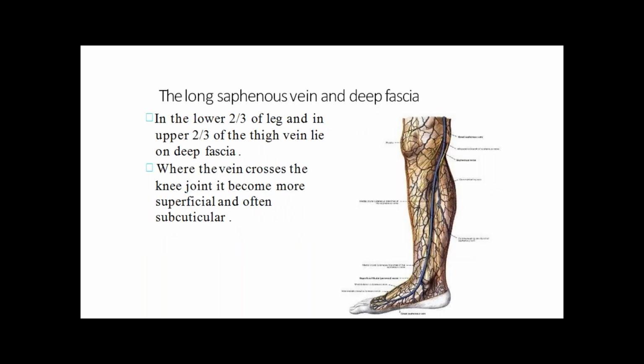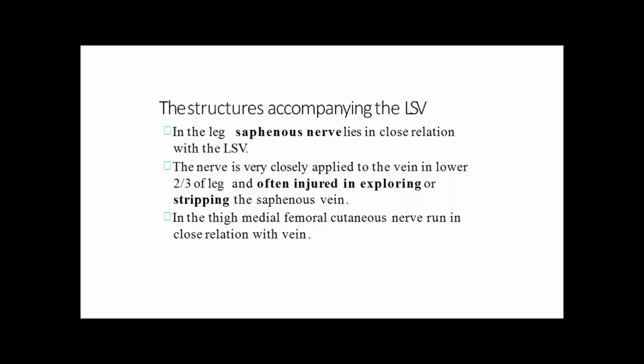In the lower two-thirds of the leg and in the upper two-thirds of the thigh, the vein lies on the deep fascia. The course which is most superficial is the lower and middle one-third of the leg. Where the vein crosses the knee joint, it becomes more superficial and often subcuticular. So what are the structures accompanying the long saphenous vein?